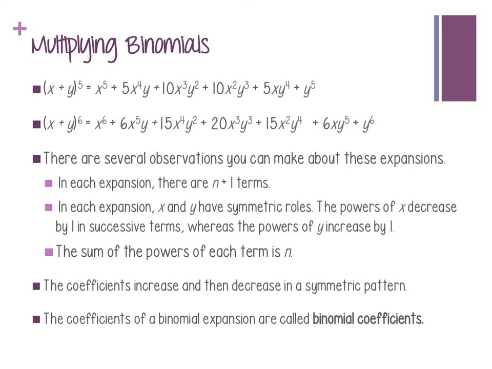There's a couple of things you should notice about what happens. This was already expanded, like terms combined in order of decreasing degree. In each expansion, there's n plus 1 terms. The n comes from the exponent on what you are multiplying. So if something's raised to the fifth power, there are 1, 2, 3, 4, 5, 6 terms. If something's raised to the sixth power, there are 1, 2, 3, 4, 5, 6, 7 terms. So right off the bat, you should be able to figure out how many terms there are based on the exponent of what you are multiplying. It's always that plus 1.